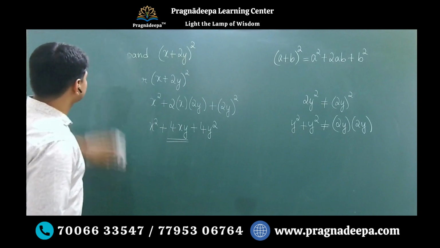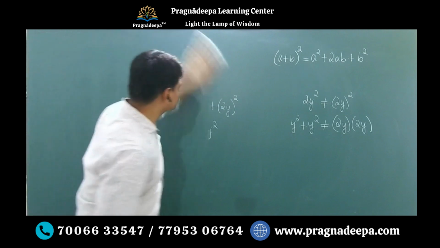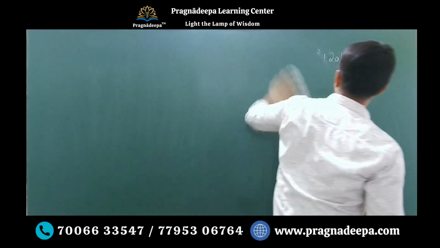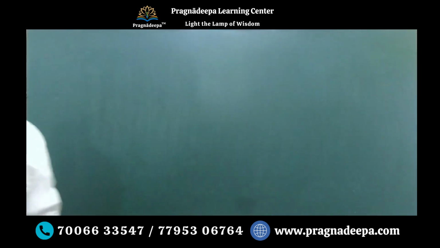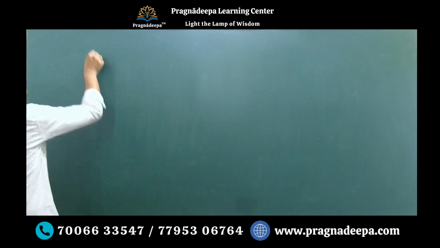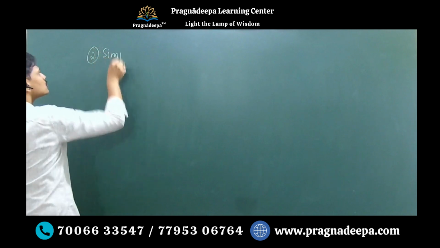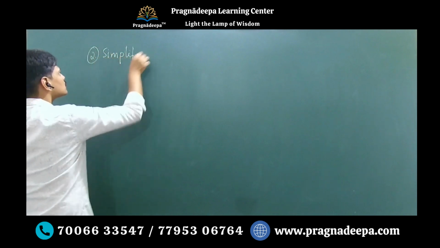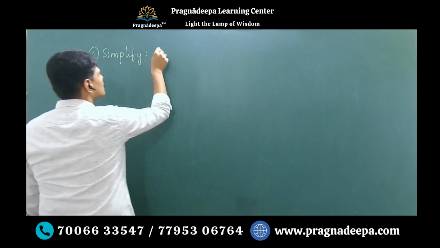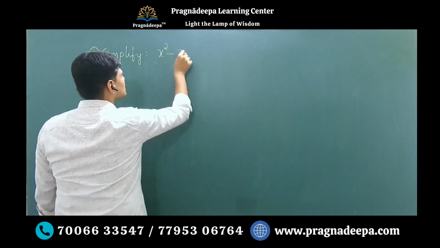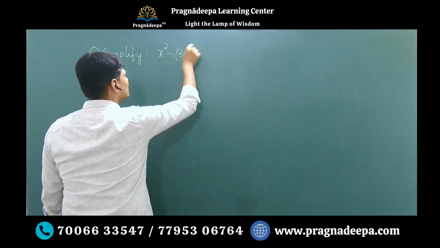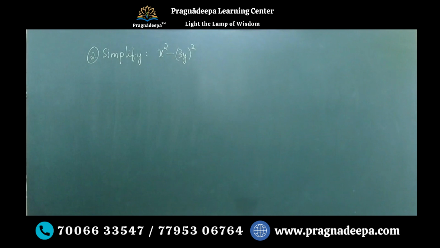Let us take the next problem. Simplify x squared minus 3y whole square.